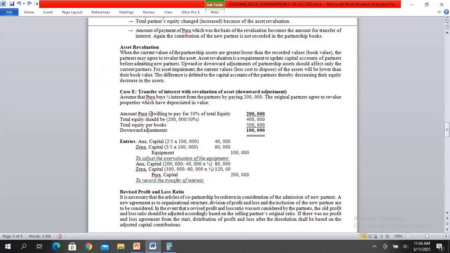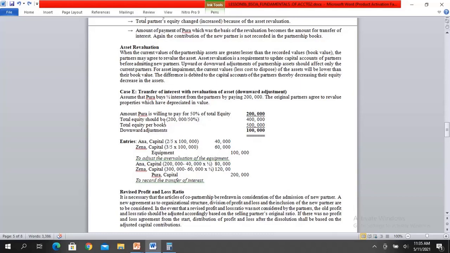So, assume that Pura buys 1/2 interest from partners by paying 200,000. So, the original partners agree to revalue the properties which have depreciated value. So, equipment yung i-depreciate ng mga current partners. So, amount Pura is willing to pay for 50% of the total equity is 200,000. So, 200,000 yung willing amount na ibigay ni Pura kapalit ng 50% interest ng total equity ni Ana at saka ni Zina.